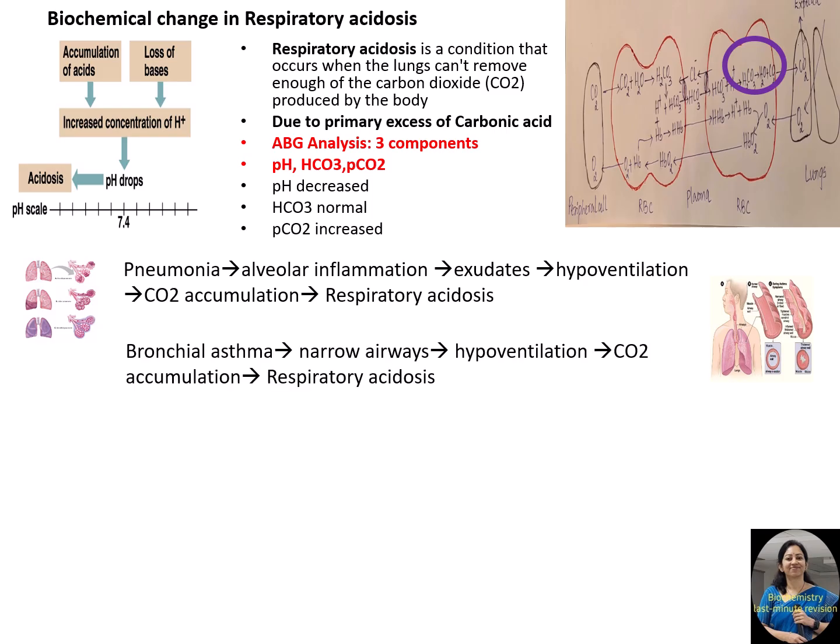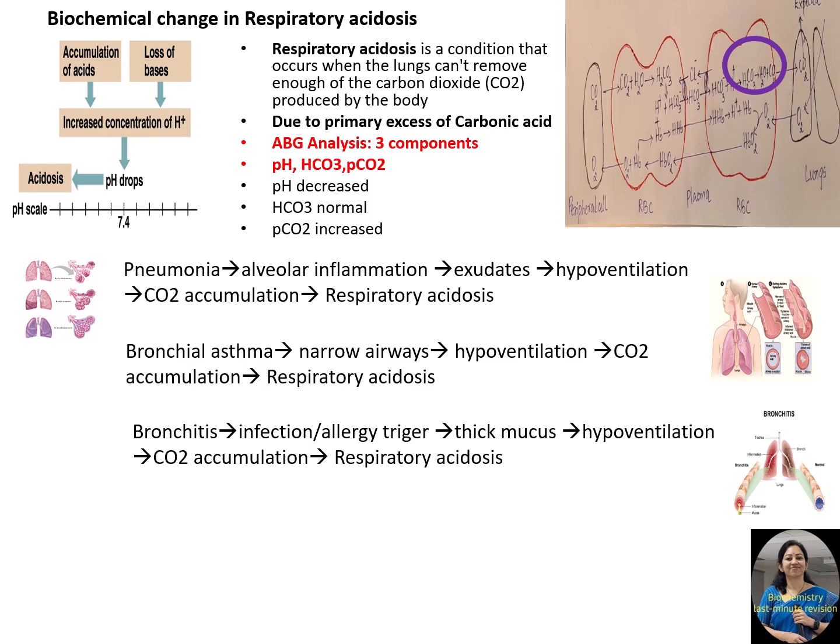The next cause is bronchial asthma. Bronchial asthma is a chronic inflammatory condition characterized by airway obstruction. Now, because of airway obstruction, what happens? Exchange of oxygen and carbon dioxide is impaired, resulting in hypoventilation followed by carbon dioxide accumulation and respiratory acidosis. Next is bronchitis, which can either be due to infection or can be triggered by an allergic response. So this results in the production of thick mucus, again which will impair the exchange of gases, resulting in hypoventilation, carbon dioxide accumulation, contributing to the development of respiratory acidosis.